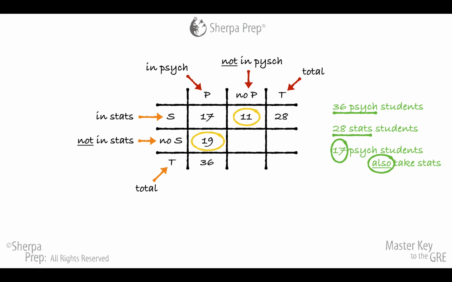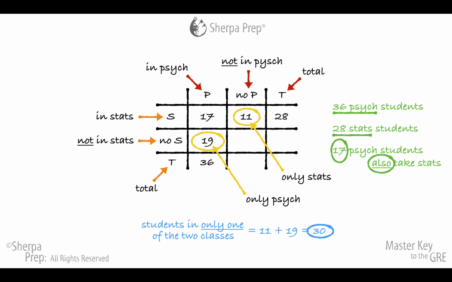So when we look at quantity A, the number of students who are enrolled in only one of the two classes, well, we have 11 students only in stats. We have 19 students only in psychology. If we add those two groups together, we have 30 students who are only in one of the two classes. And that's how we know the quantities are equal, which means the correct answer here is C.